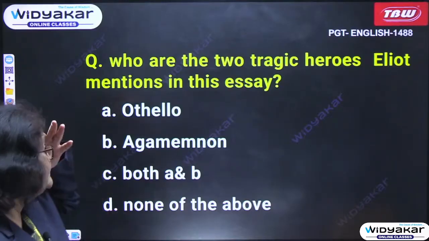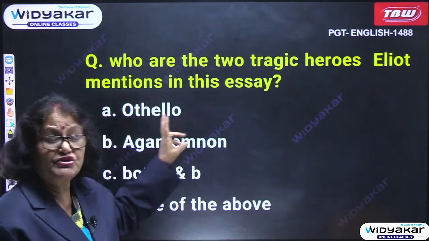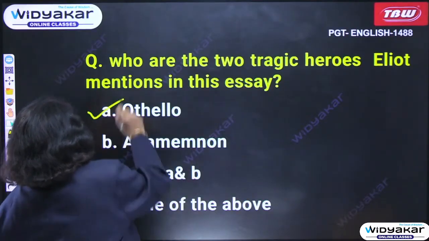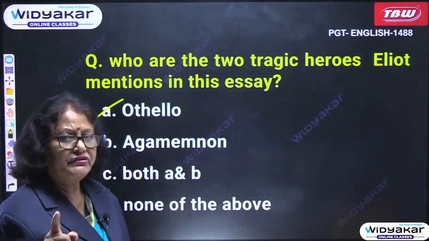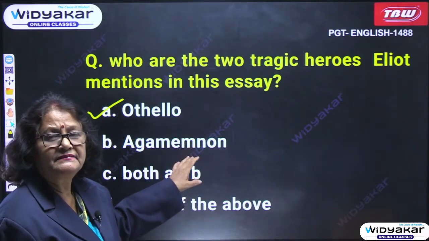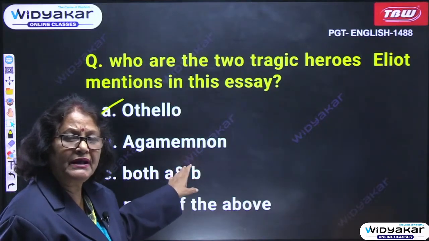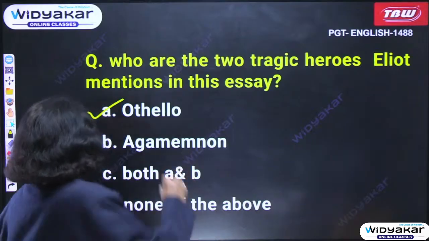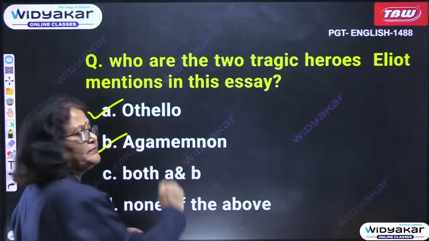So Eliot cites these two tragedies. Othello, and Agamemnon by Aeschylus. Agamemnon is a Greek tragedy. This was written by Aeschylus.